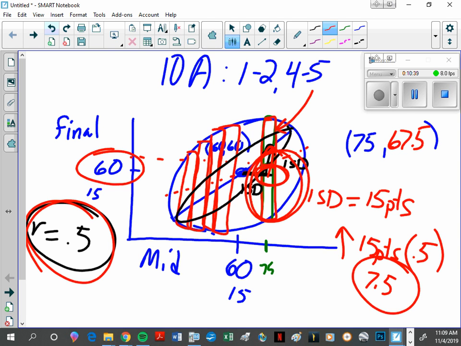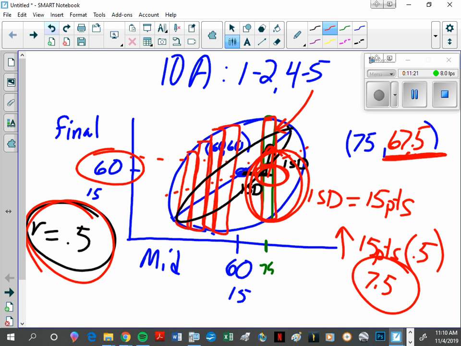Okay? Now, how accurate do we think this is going to be? Not very close, because the R value is really small. 0.5 does not give us a very good prediction. But of all the predictions out there, this is the best one. And if I took every kid who scored 75 on the midterm for all the years that we've given this test, and I averaged their scores on the final, the average of their scores would be 67.5.